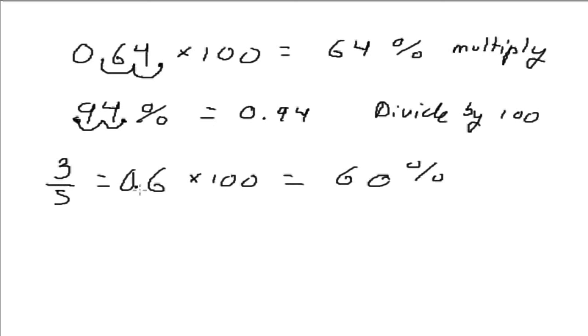Or I just count. I move the decimal 1 point and then 2 points. I'll end up with a 0. I'll end up with 0.60, which I erase this 0. I end up with 60, and I write down my percent sign.